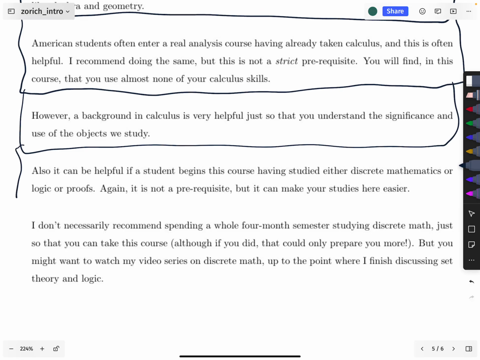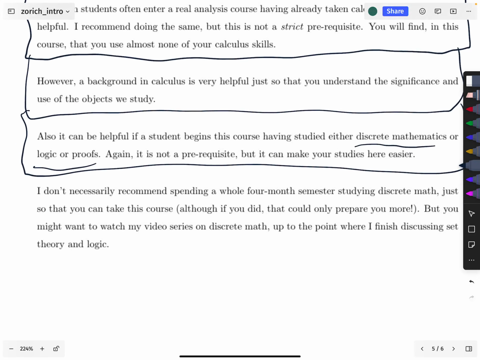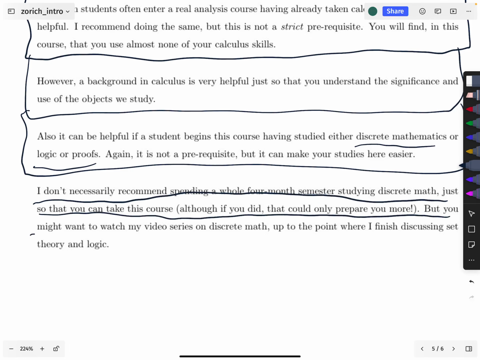It can be helpful if you have any experience or background in proofs. This could come from a discrete mathematics course or a course purely focused on logic and proofs, but in any case, that's helpful, but again, not a strict prerequisite. If you did feel like you needed to backtrack a certain amount and go study proofs or something like that, you may not need to go all the way through a discrete math course, right?